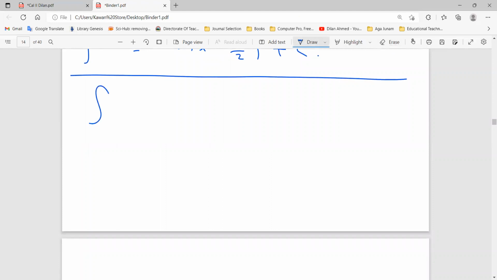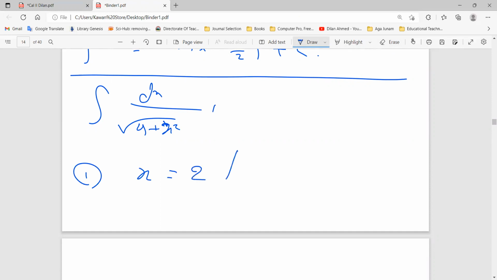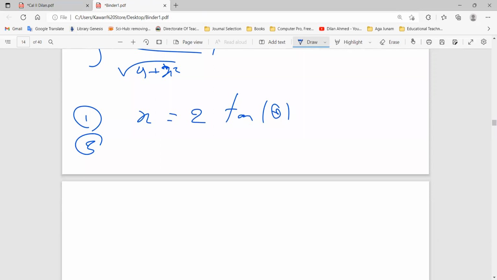We have dx over x squared 4 plus x squared. Be with me kindly. So I say first step, x is equal to what? 2 tan of theta. Am I right? Second step, it was what? Tan theta is equal to what? X over 2. So tell me about the triangle.